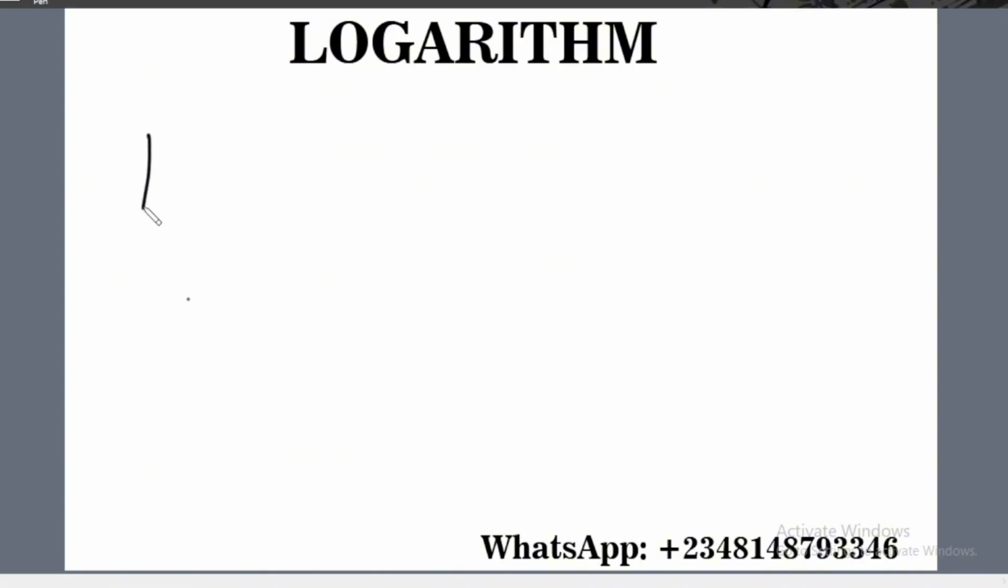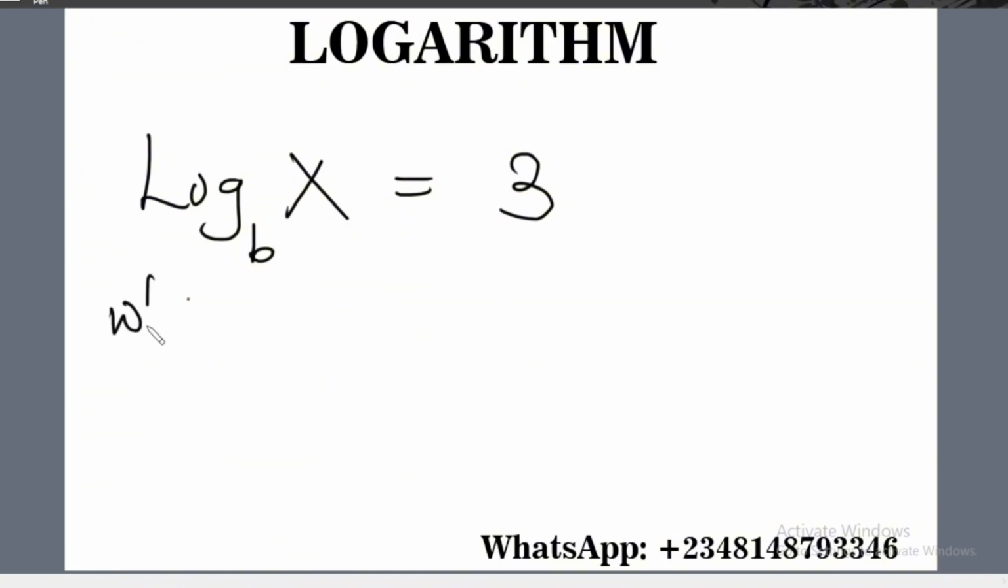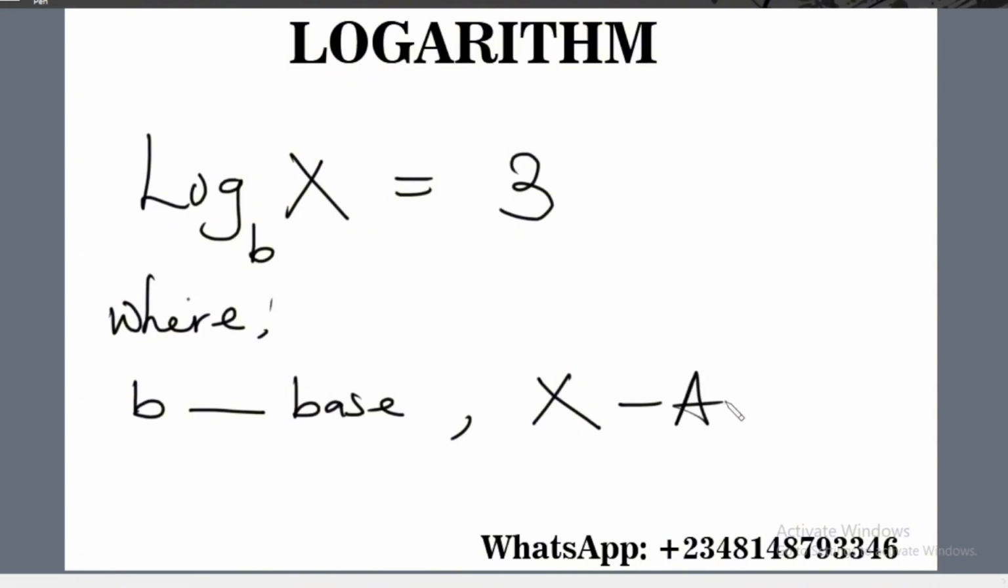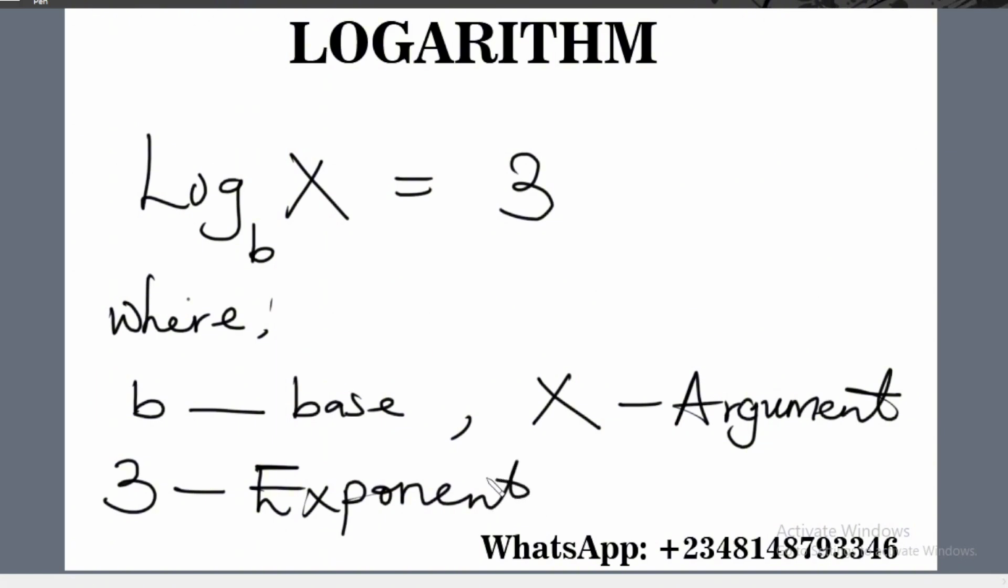So here we have log x to base b equals 3, where b is the base, x is the argument, and then 3 is the exponent. So b is the base, x is called argument, and then 3 is called exponent.